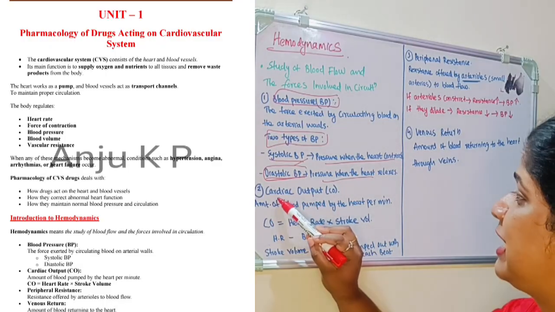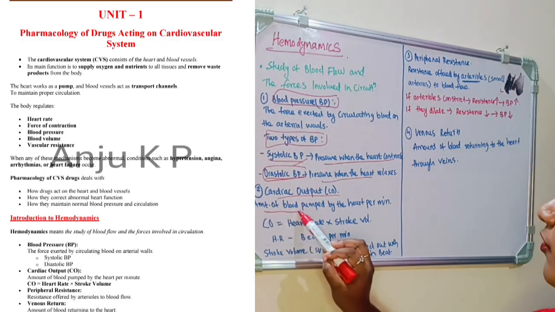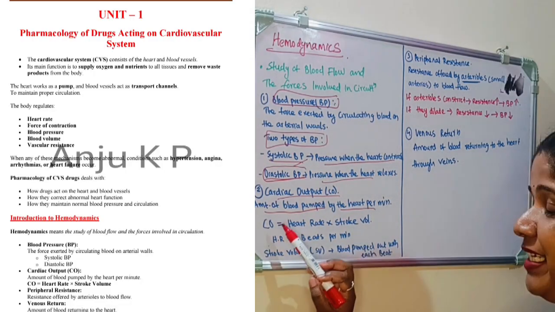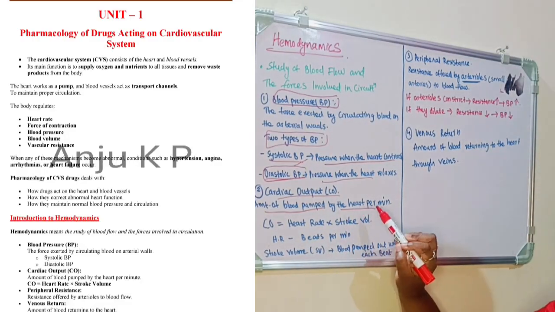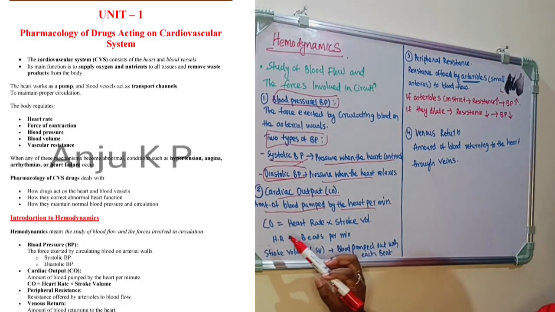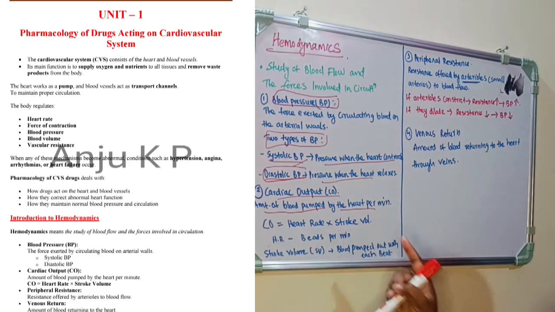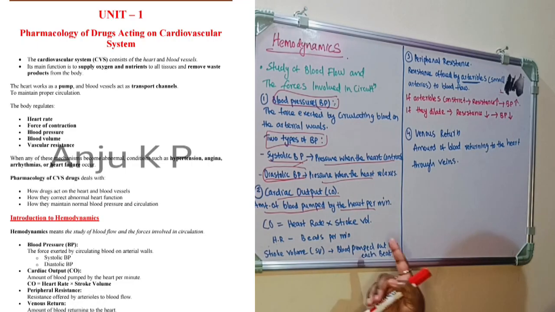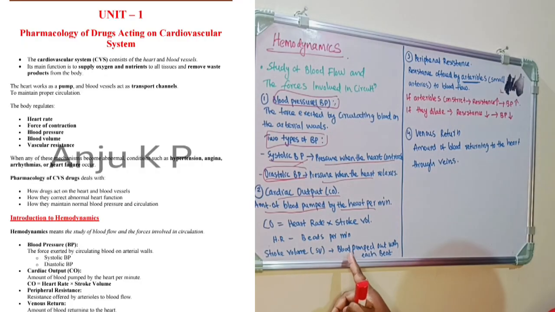Now we will talk about cardiac output, that is CO. The amount of blood pumped by the heart per minute is called cardiac output. We can calculate cardiac output as heart rate times stroke volume. Heart rate is the heartbeats per minute, and stroke volume is the blood pumped out with each beat.